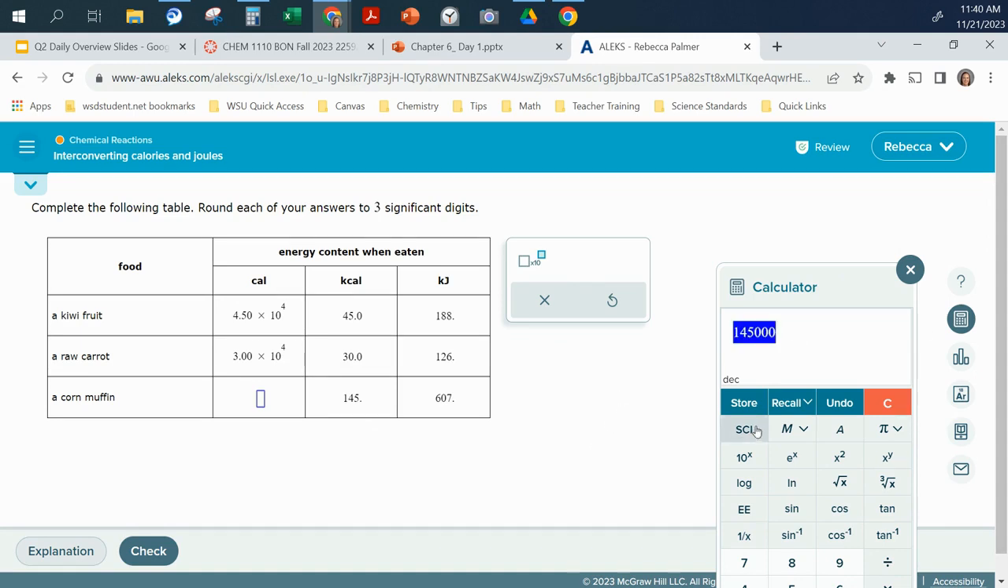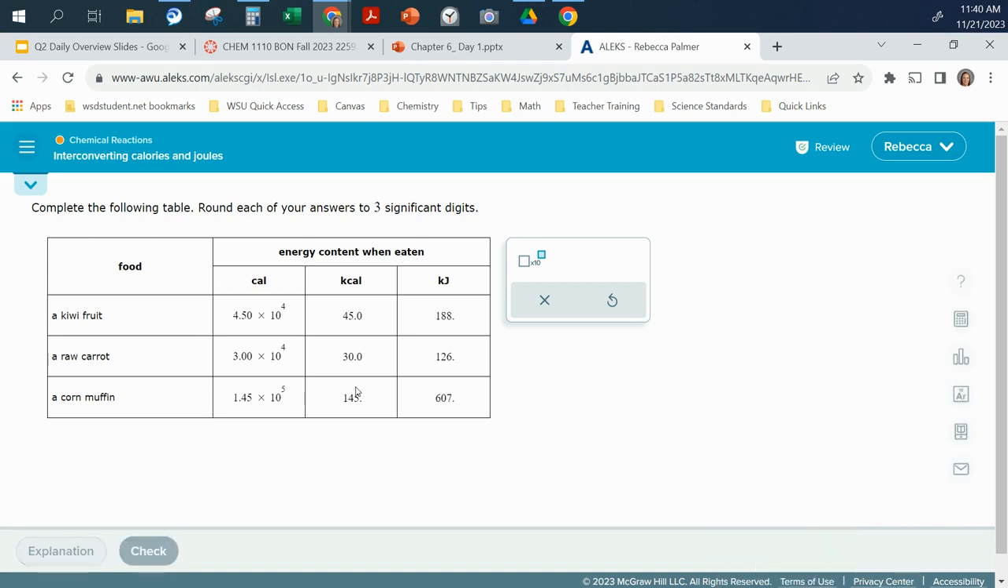And then I'm going to use my scientific button to convert to the correct scientific notation, and I need 3 significant digits because the number they gave me has 3. Okay. All right, let's check this. Make sure I did it right.